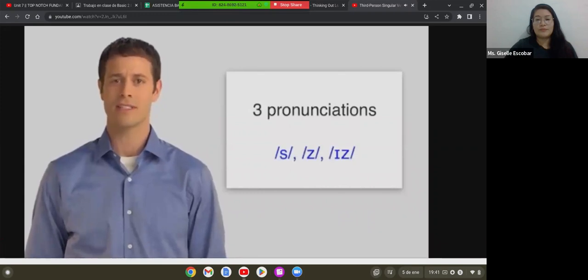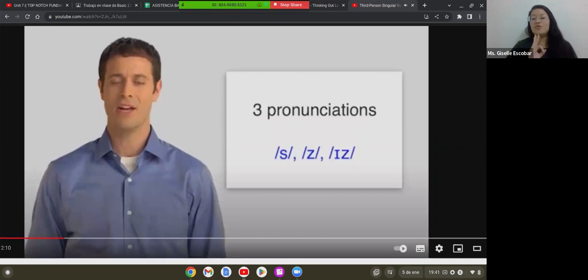S, z, is. So tienen 3 pronunciaciones, el final de cada verbo. Estas 3 pronunciaciones son las que pueden haber.